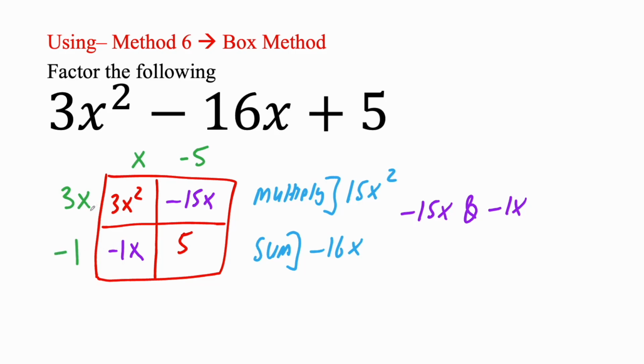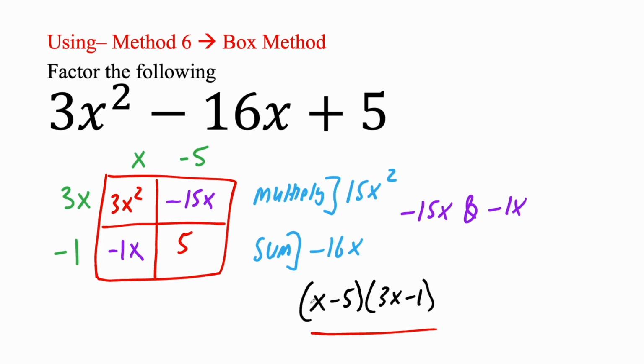And the way we check to make sure no sign issues, we multiply. 3x times x is 3x squared, that's correct. 3x times negative 5 is negative 15x, that's correct. Negative 1 times x is negative 1x, that's correct. And negative 1 times negative 5 is positive 5, that's correct. And so this tells us we didn't make any errors. Now we write down the answer. So we do parentheses, we'll copy the top, x minus 5. Then we'll do the side part, 3x minus 1, and this right here is our final answer.